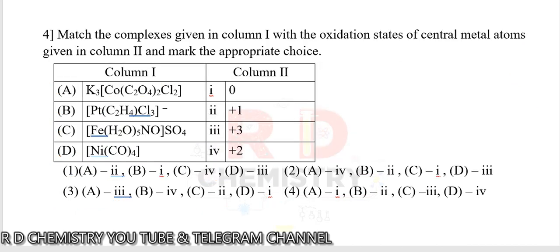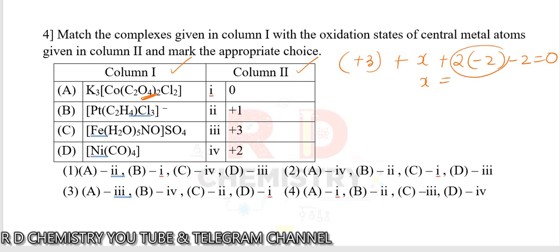Question number 4. Match the complex in column 1 with the oxidation number in column 2. Let us see option A, that is the first complex. Potassium 3. Plus let the cobalt be X. Plus 2 times oxalato, C2O4 means oxalato, total charge is minus 2. Chlorido minus 1 charge twice. So the total is equal to 0. So X is equal to, here we have minus 4, minus 2, the minus 6, and plus 3. So plus 3 state. So this is Roman number 3. So go on finding out.